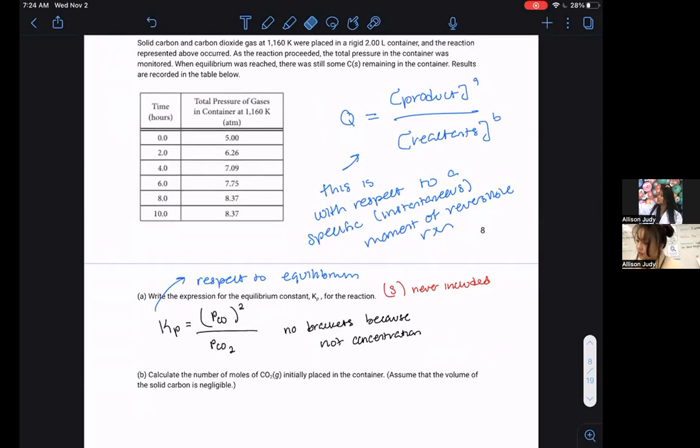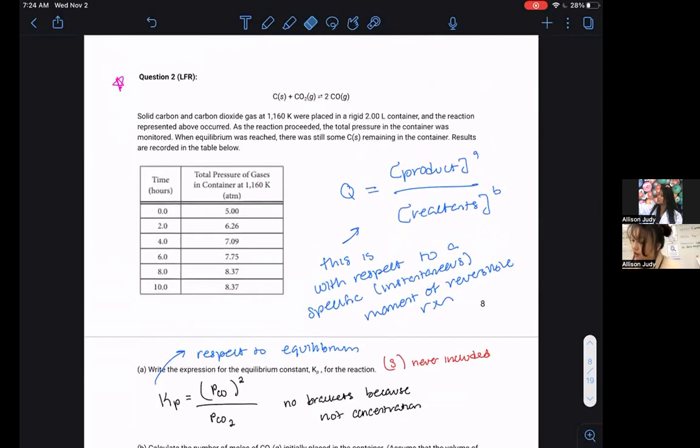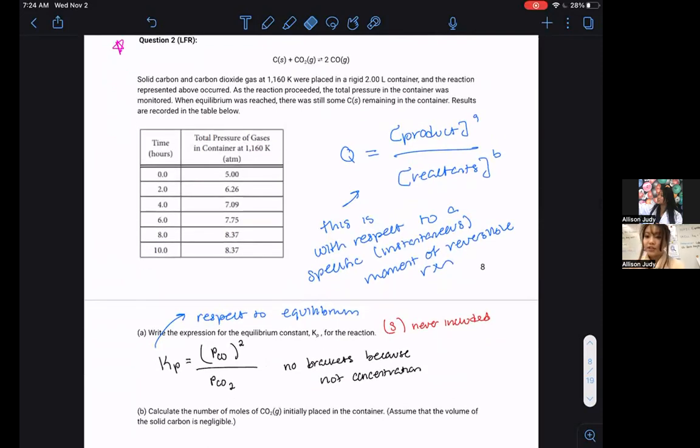Here again, we notice that for the reaction, we never include the solid itself, because technically the solid is given the value of 1. So that's why we don't include it. You could write in the 1, but it just doesn't matter.